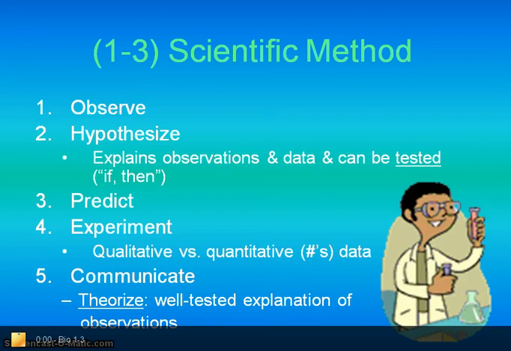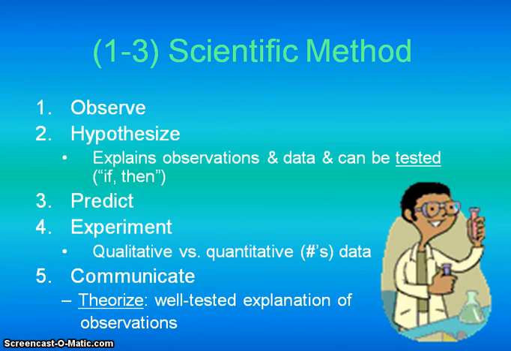Chapter 1, Section 3 discusses the scientific method. Now, depending on what book or website you may be looking at, the scientific method steps may vary in order. Our book presents it kind of in a 5-step process of observing, hypothesizing, predicting, experimenting, and communicating. Now, the key is really just to follow a logical pattern when doing a scientific experiment.